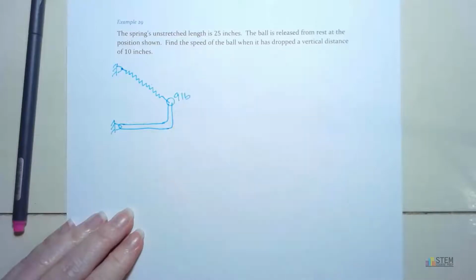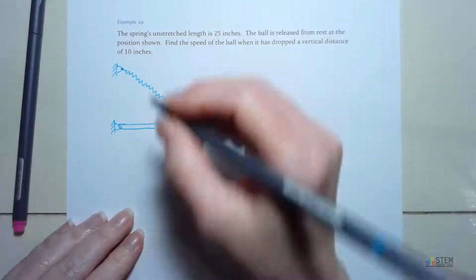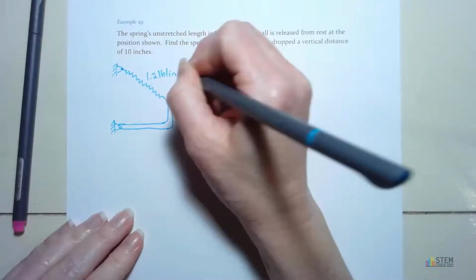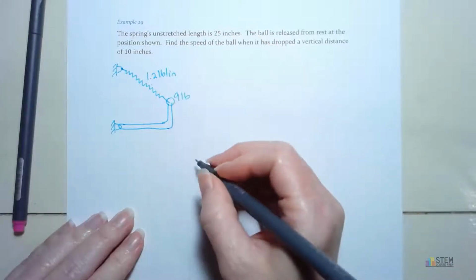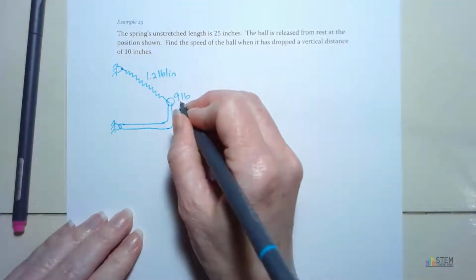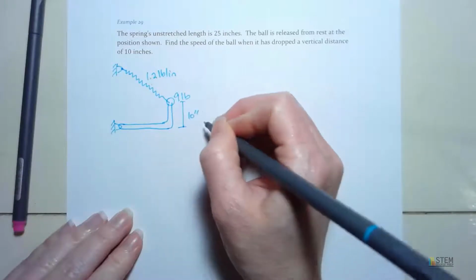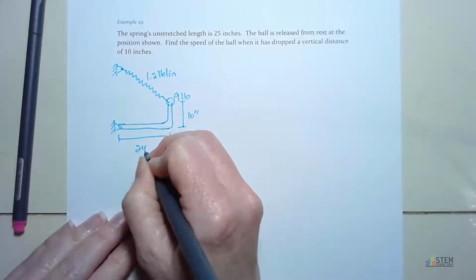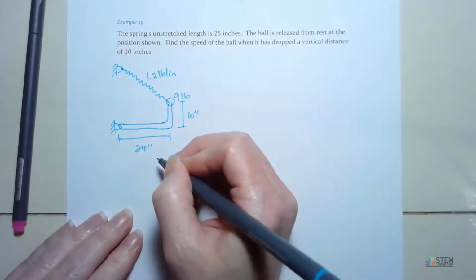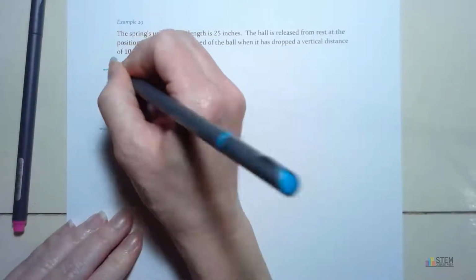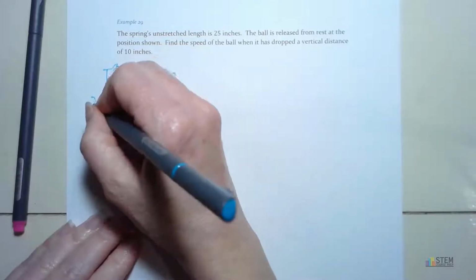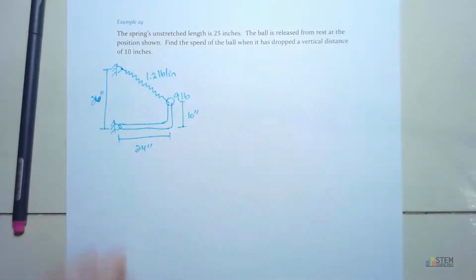All right, and that weight there for the ball is 9 pounds. And our spring constant is 1.2 pounds per inch. And then this distance from here up to here is 10 inches. And then this horizontal length is 24 inches. Okay. And then finally this length right here, the vertical length between the two pins, will be 26 inches. Alright, so that's what we've got for our picture.